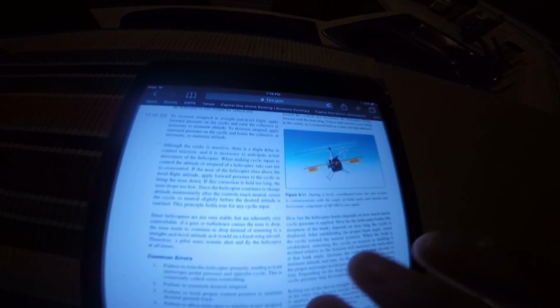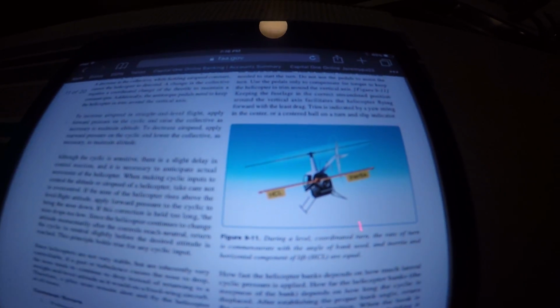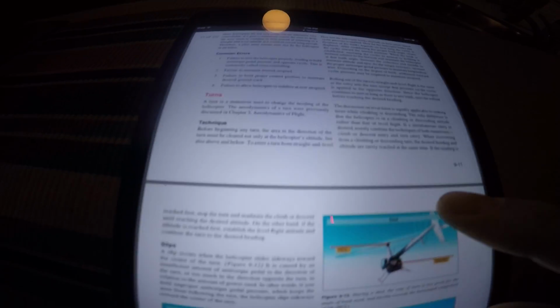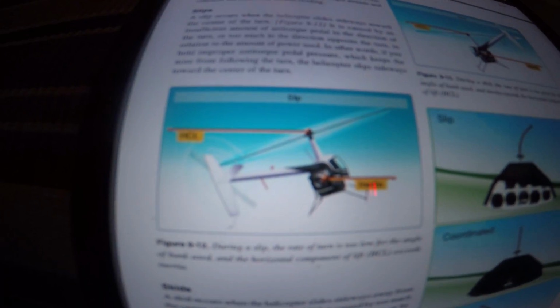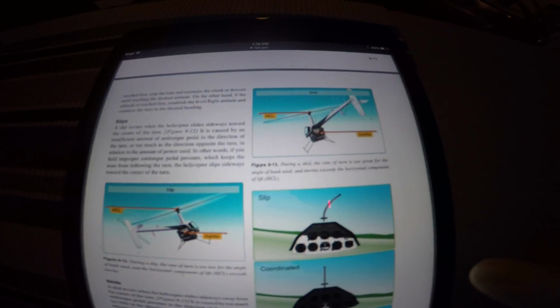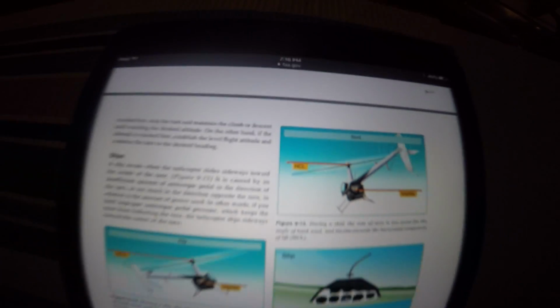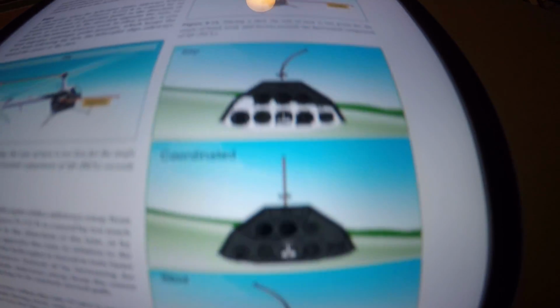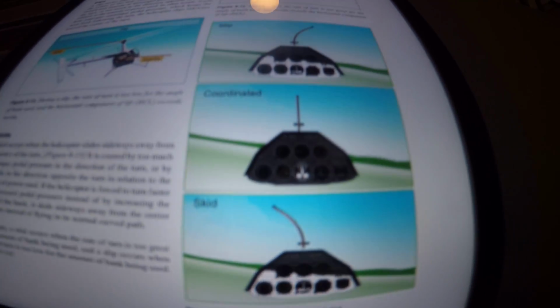All right, let's look at that. Now, we had that picture. So we're looking at slips. All right, skids. So we're about to do these ones. So we're going to go over skids.